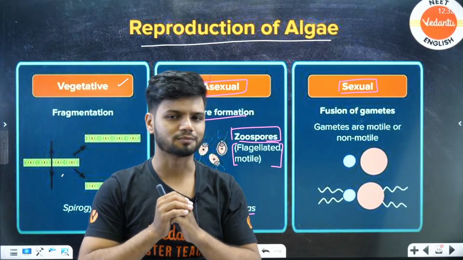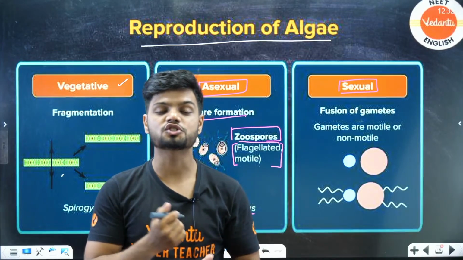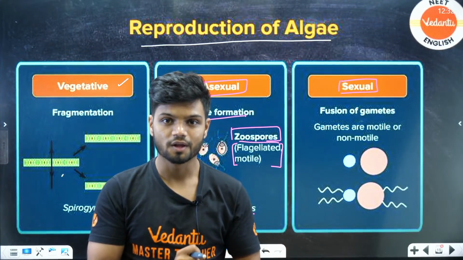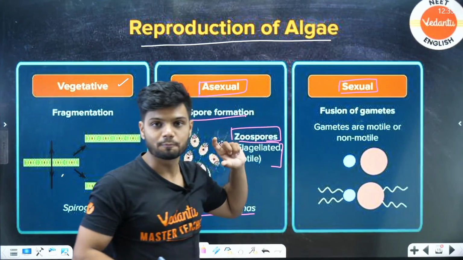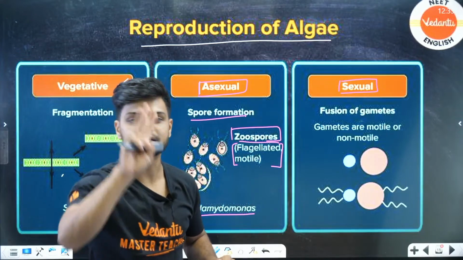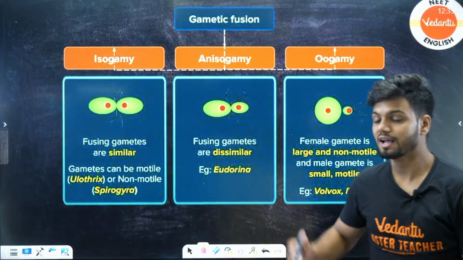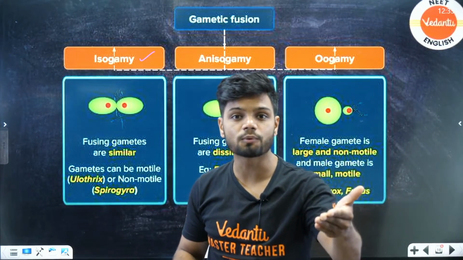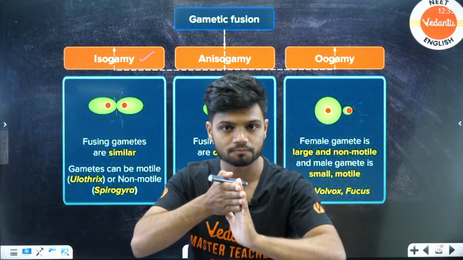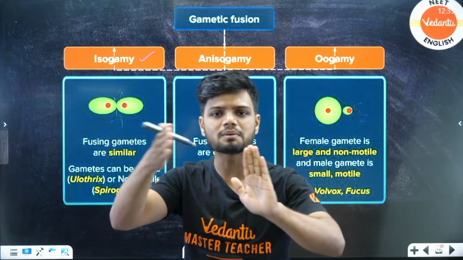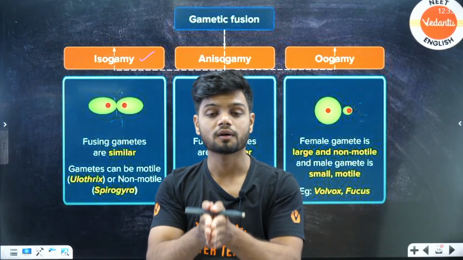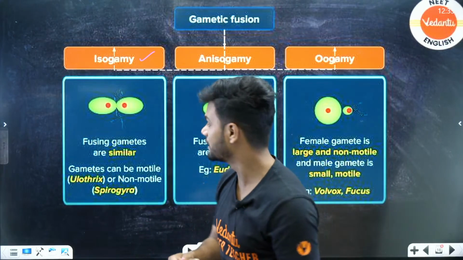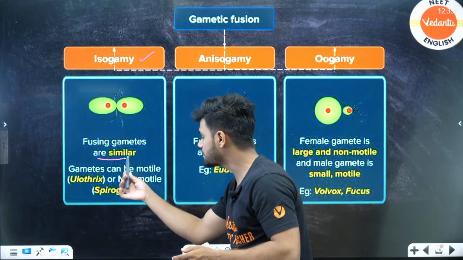But here we are very special, because the gametes can change in shape, or they can be very different, or they can be motile or non-motile also. So your entire sexual reproduction is further classified into three categories. The first category is called isogamy. Iso means same. Gamy means fusion. So isogamous means fusion of gametes which are similar to each other.